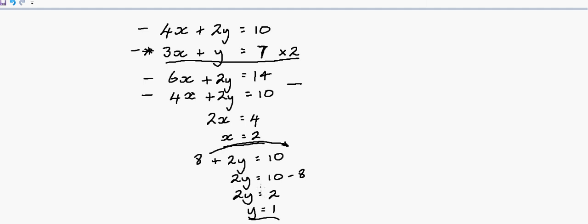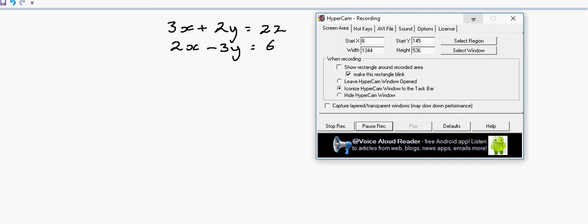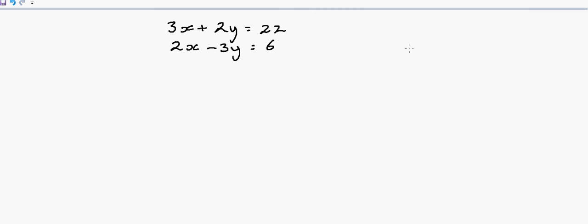So it really isn't that difficult. It's make the y's the same, and then it's just add or subtract the equations. So I'll do one more. So we have these two equations. We're not afraid of them anymore. So we want to make the y's the same.